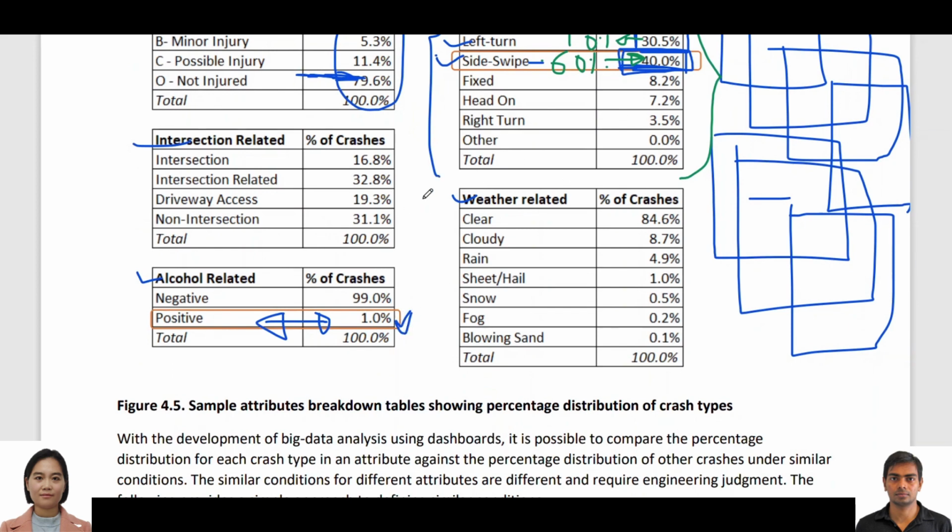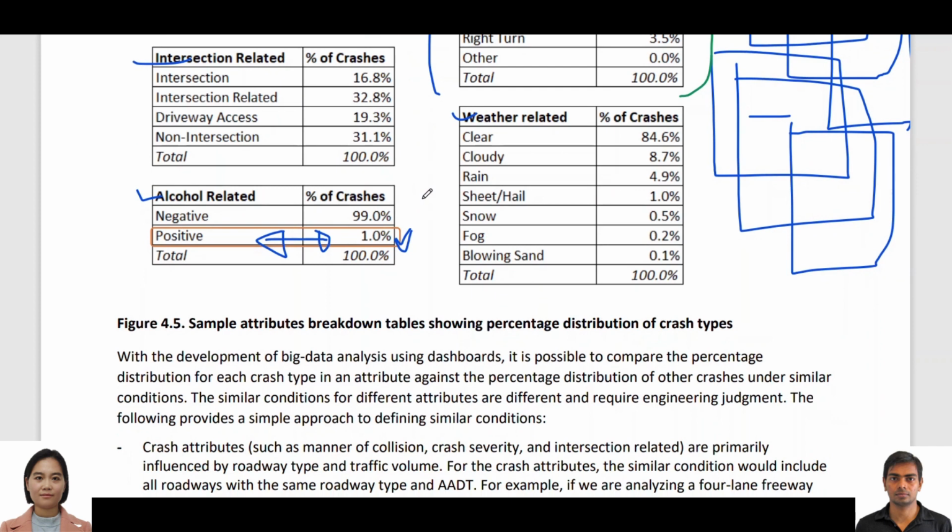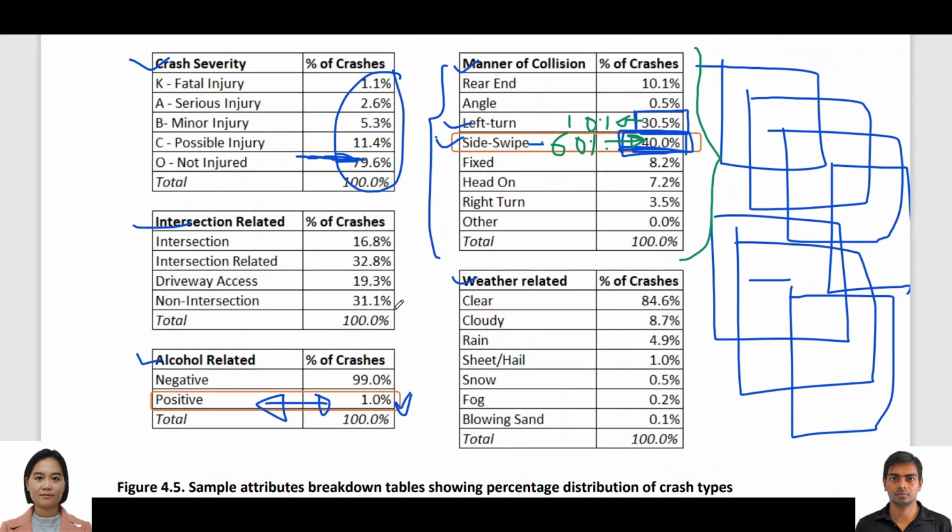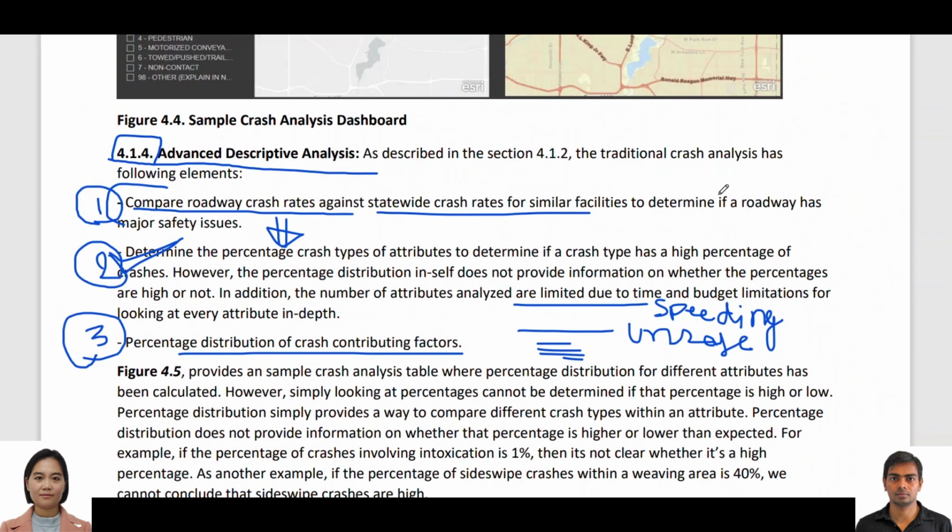So to set the expectations, with the dashboard, we have the statewide data. Then we can bring the chart tables in from the similar facilities, and then we can compare them to see whether some numbers are high or low. So next we will look into the concept of similar facilities. What we do is compare the roadway crash rate against statewide crash rate for similar facilities.